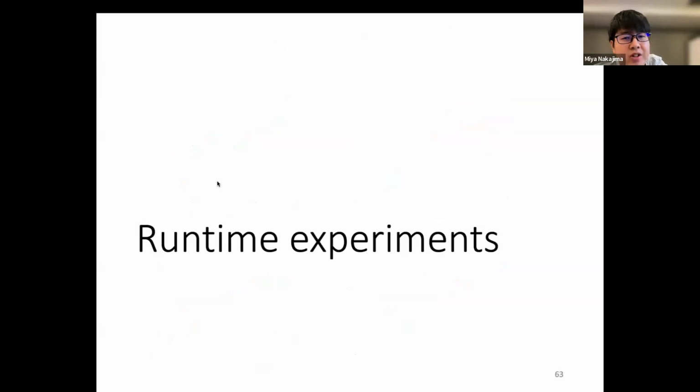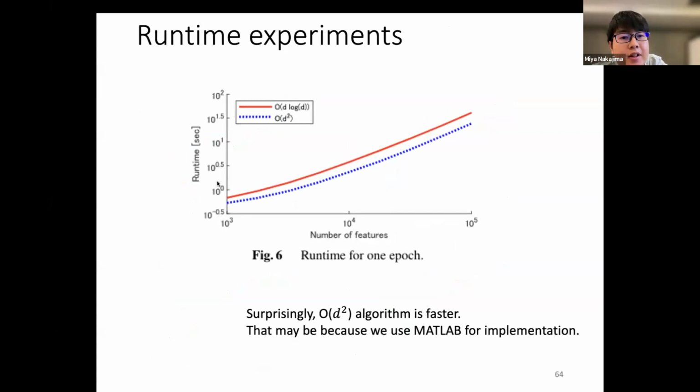We also measured runtime. I show you the next slide. The red solid line shows the order D log D algorithm, while the blue dotted line represents the order D squared algorithm. Surprisingly, the order D squared algorithm exhibits faster performance, which may seem counterintuitive. This unexpected result might be attributed to the fact that we used MATLAB for implementation. However, it's important to consider that there could be other contributing factors. We acknowledge these possibilities. The limits are addressed as part of our future challenges.